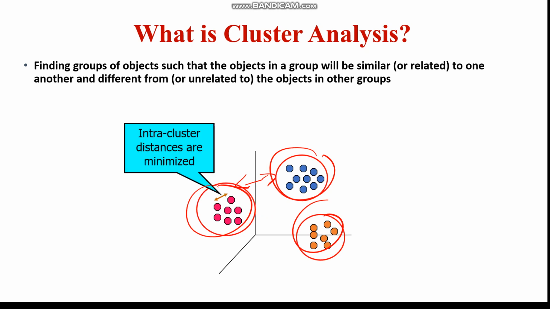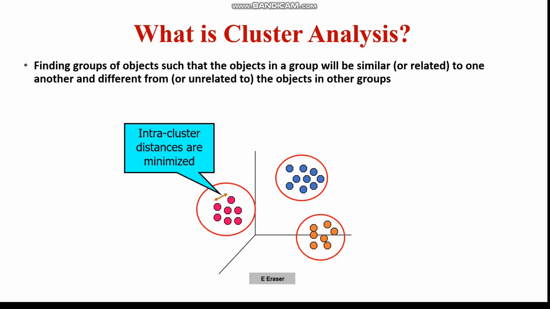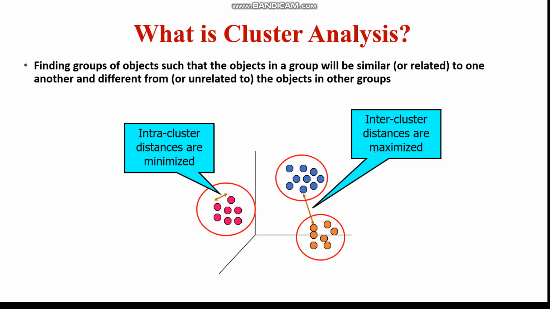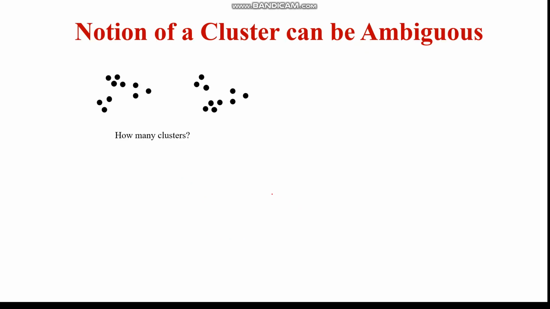So we can say here that the intra-cluster distance is minimized. That is, within the cluster the distance is minimized, and the inter-cluster distance, that is the distance between the two points or the two clusters, will be maximized in this case.